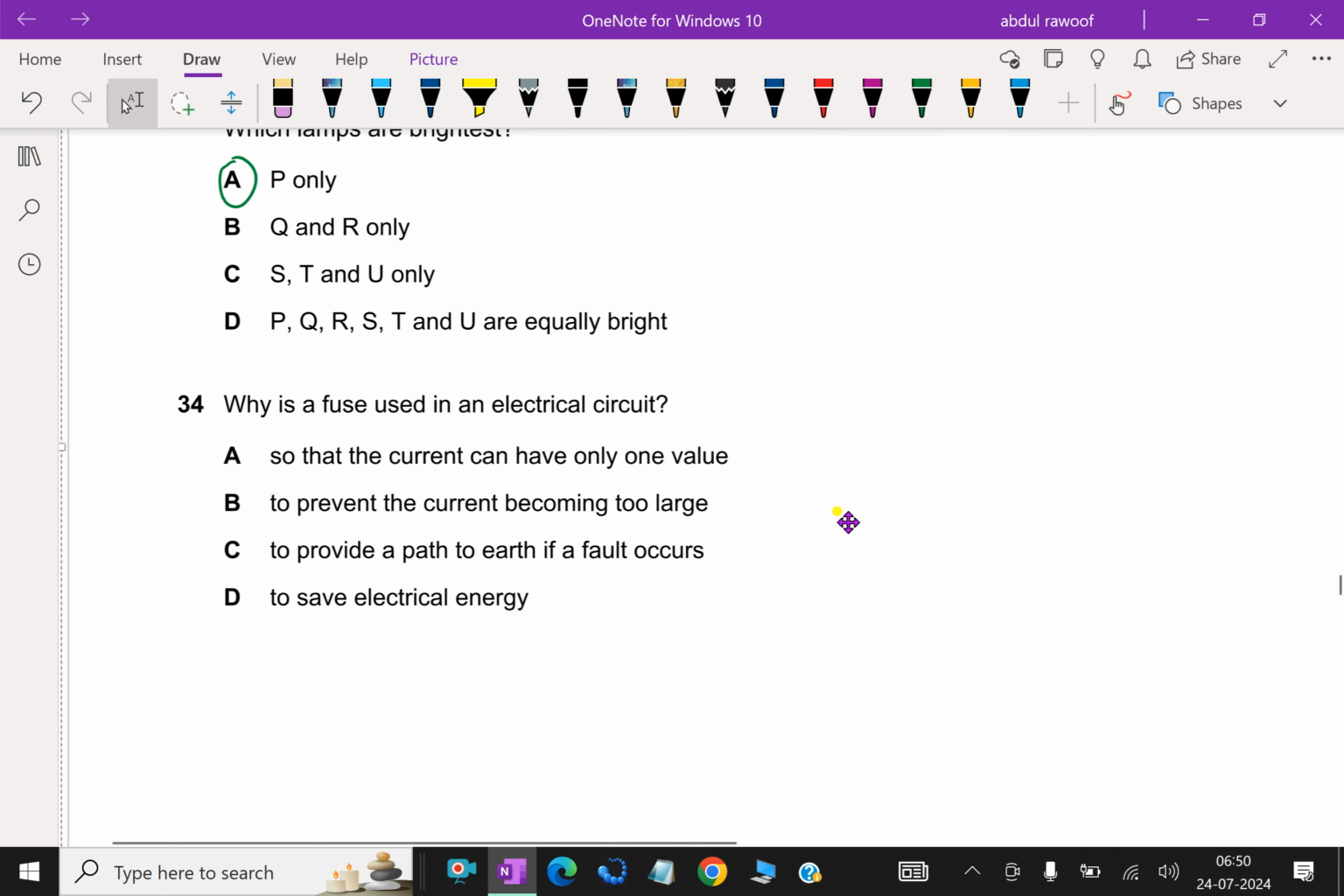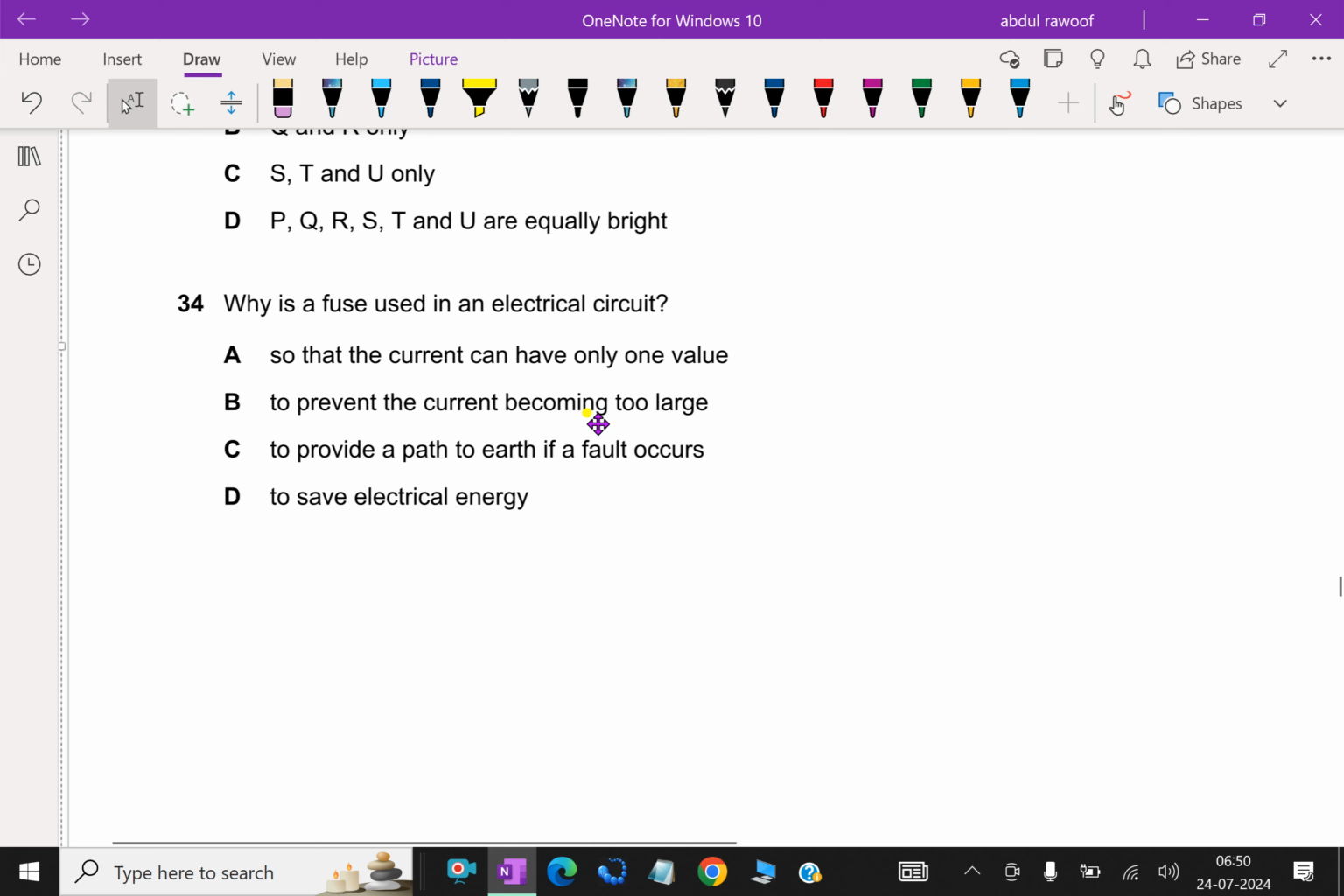Next, why is the fuse used in an electrical circuit? So that the current can have only one value? No. To prevent the current becoming too large, to provide a path to earth if a fault occurs, to save electrical energy. So the fuse is used to prevent the current becoming too large. That means if in any electrical circuit the current is too large, the fuse will work and cut the circuit. So it prevents the current becoming larger, option B.